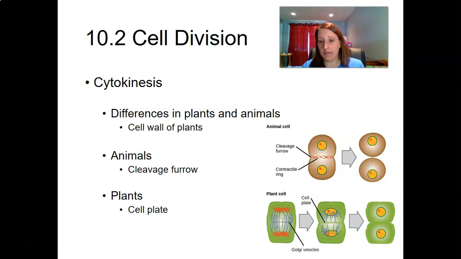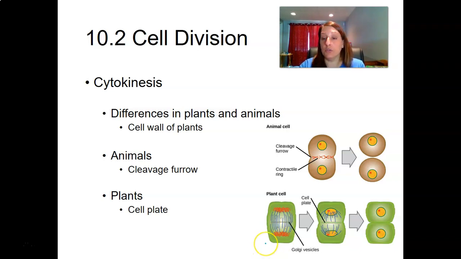We don't see that in plant cells. Instead, in plant cells, what has to happen after we have our two nuclei, or while they're forming, really, this process of cytokinesis is really happening while telophase is occurring.